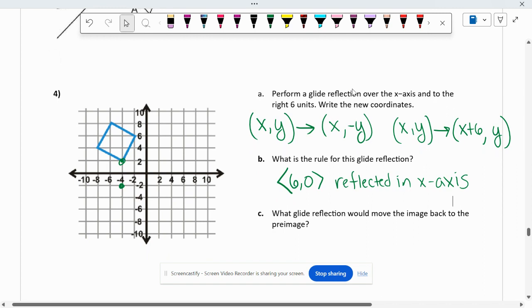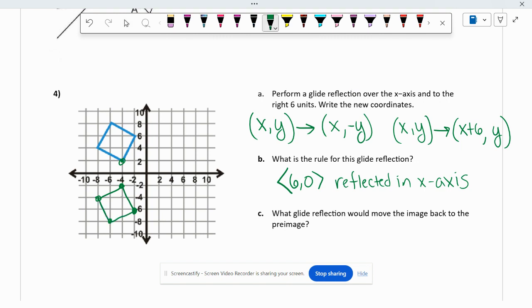Okay. So let's move it first. Let's move our shape. So let's see. This 6 is going to be right here. And this is 8. And this is 4. So this is my image after I reflect it over the x-axis. And then I need to take each point and move it to the right 6. So that's going to put this here. And for, let's see, that's going to go here.